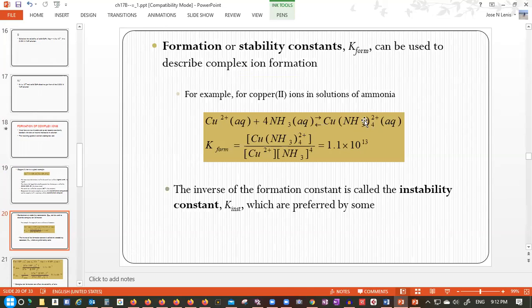This is the formation of a complex. When we write the equilibrium expression, you will find a constant, and that constant is called constant of formation of complex. And that also is given on tables.